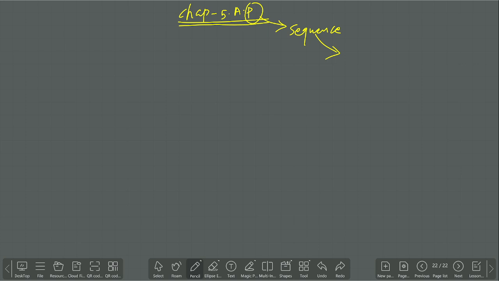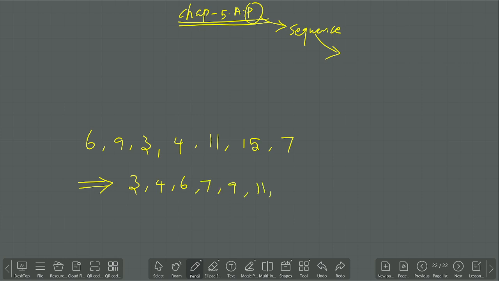Understand? Right. Now, tell me some numbers, Raja. One number. 6, 9, 3, 4, 11, 5, 0, 1, 5, 7. Now, these numbers I am going to arrange either in ascending or in descending. First, the smallest number: 3, next number 4, next 6, next 7, next 9, 11, 15.